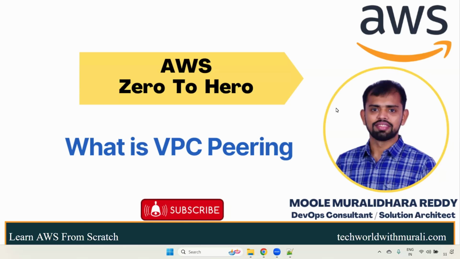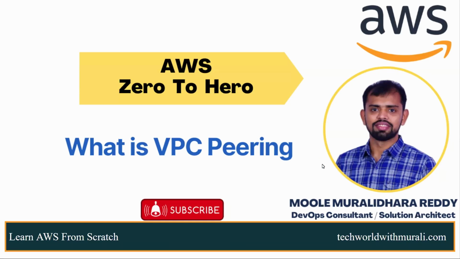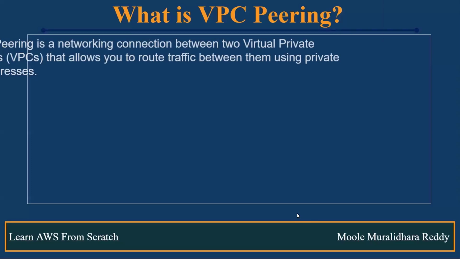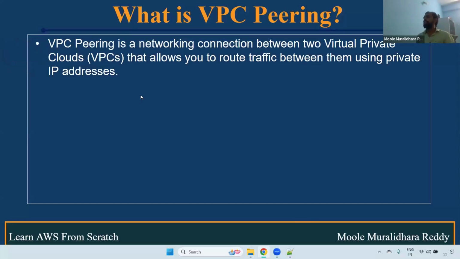Now we are going to discuss what VPC peering is and why we use it. First, what is VPC peering? VPC peering is a network connection between two different VPCs that allows you to route traffic between them using private IP addresses. Let's take an example.